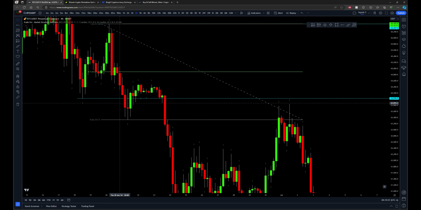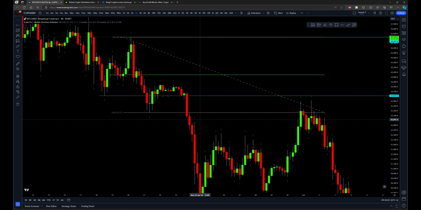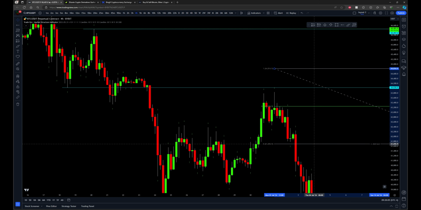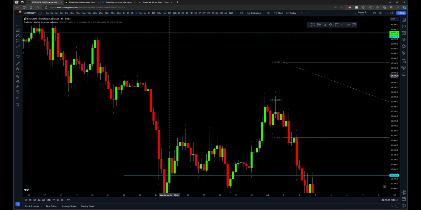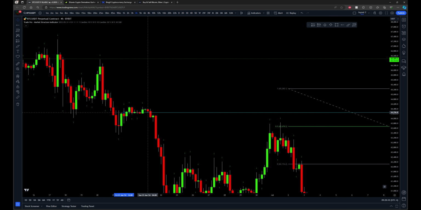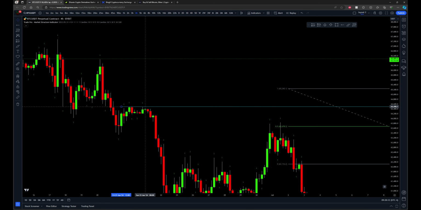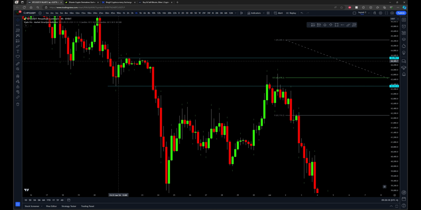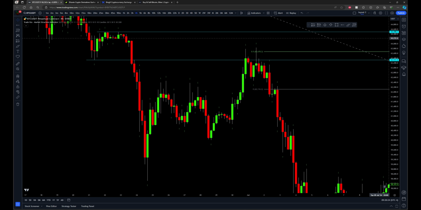We get a new structure right here. So we have a little complex pullback. So we break that down. Now let's draw in our new structure. So here's the high before the breakdown of this current pullback right here. So we bob around with our short-term swing highs and swing lows, and break it right on this candle. Then what are we doing? We're looking for the pullback.